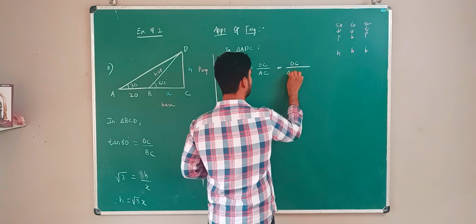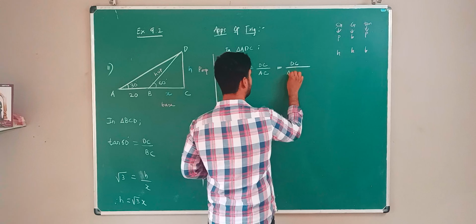Now 20 plus X, I will send it this side, root 3 will come this side. So 20 plus X into 1, 20 plus X as it is. 20 plus X is equal to root 3 X into root 3. Understood or no? Okay. 20 plus X is equal to root 3 into root 3, 3 X. Now X I will send that side.